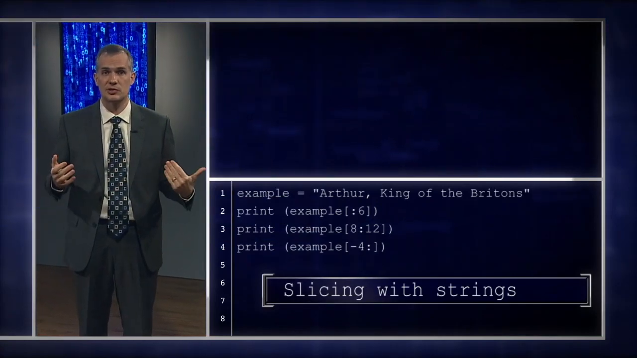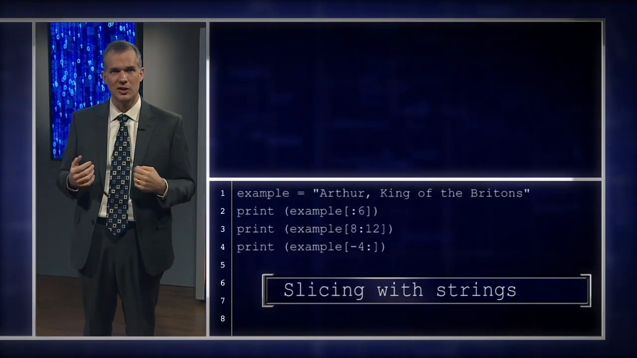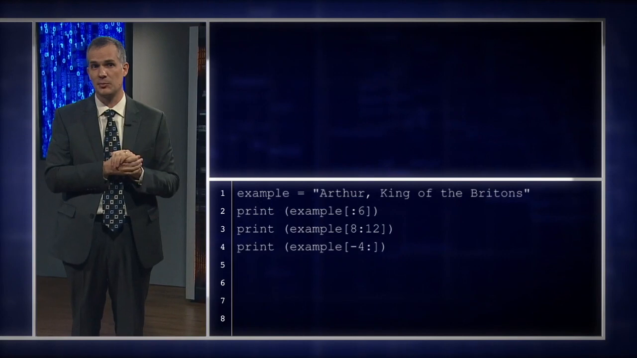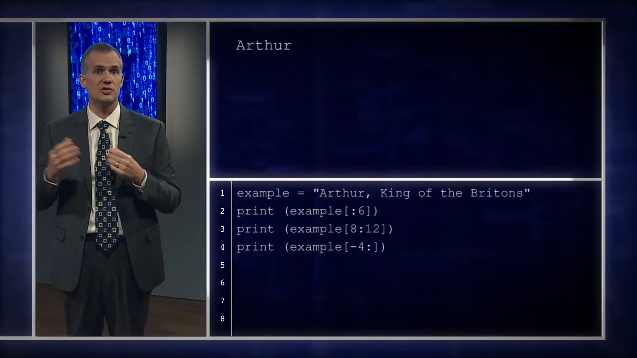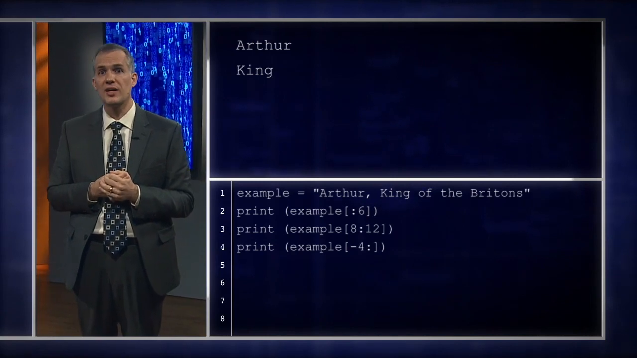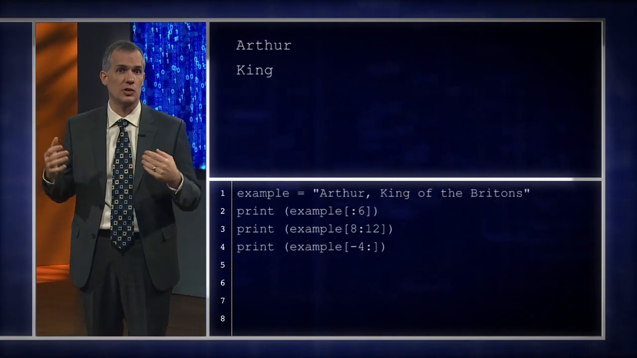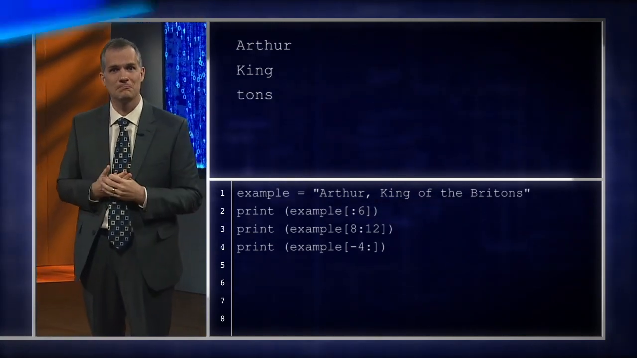So, if we have the string Arthur, King of the Britons, we can slice out the first 6 elements and get Arthur. Or we can get elements 8 through 11, which is king. Or we can get the last 4 characters, which are tons. Cool, huh? Basically, slicing on strings works just like slicing on lists.